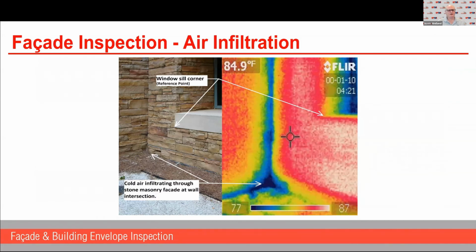I mentioned thermal imaging. This is a thermal image of a project in Atlanta, and you can see the colder areas of the thermal image. That's actually where air is leaking out of the building. So there's not a very good air control layer there.